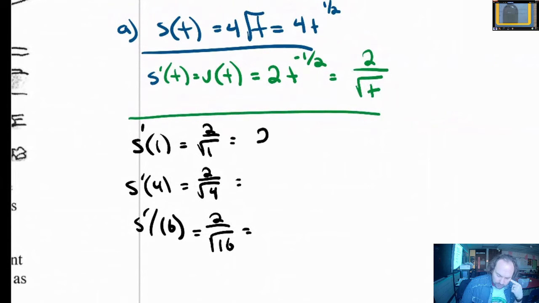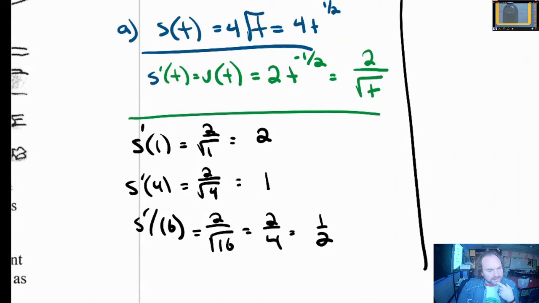This is going to be 2. This is 2 over 2, which is 1. And this is 2 over 4, which would equal 1/2. So there are the 3 answers for part A. As far as the big concept that we used in this problem, we used the derivative of distance to find velocity. We'll rehash that in a minute here, but that's the case.